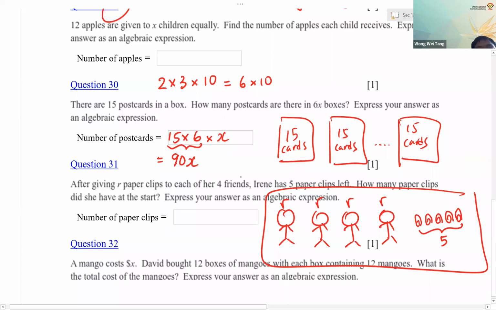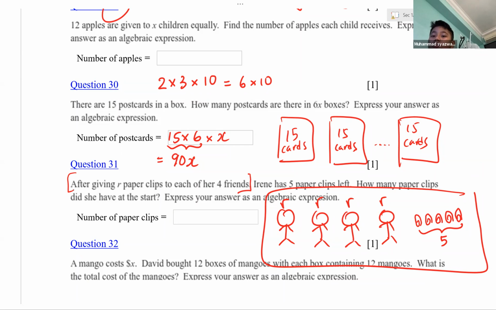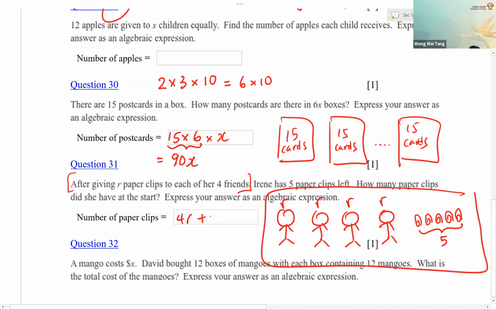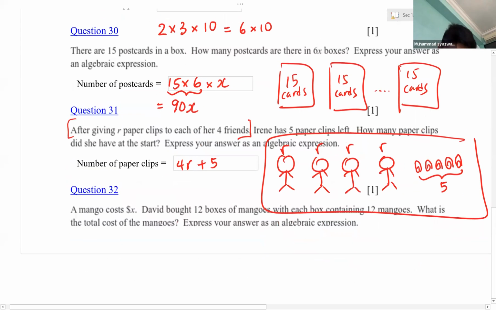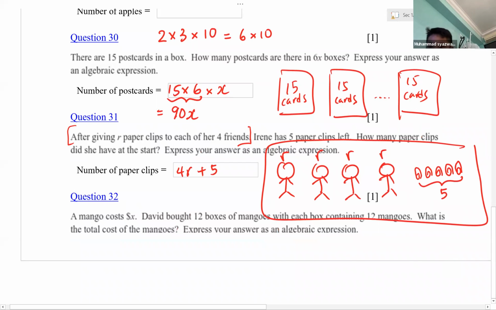So, Shazwan, there was an error in your understanding just now for the first part. It says, after giving R paper clips to each of her 4 friends. So, each friend got R paper clips. It is not that R paper clips divided by 4 people, okay? Oh, I didn't understand the question. But now you read the first sentence again, you understand it? Yes. Okay, so the answer is just 4R plus 5. That's all that we have at the start. Okay, let me write down my paper. Done. Okay, you can try question 32 yourself.